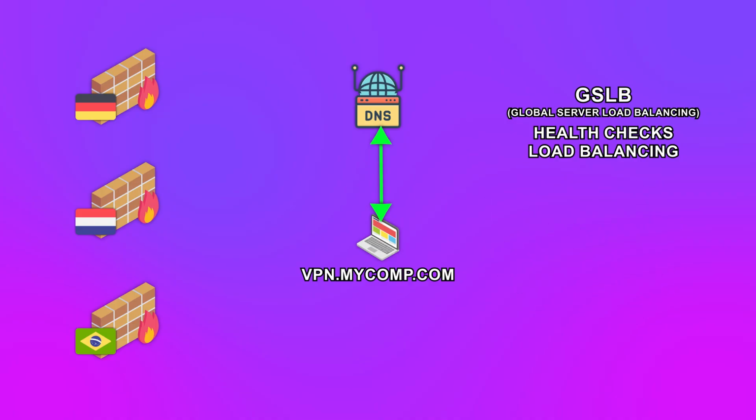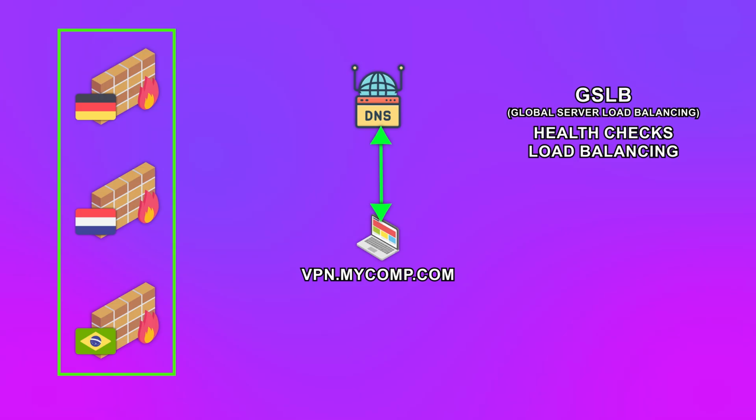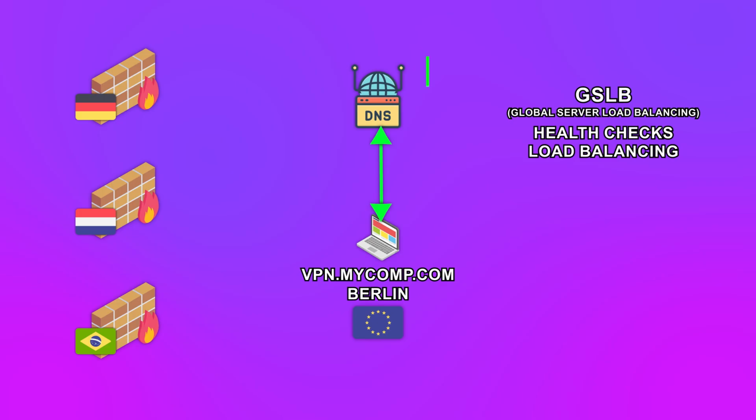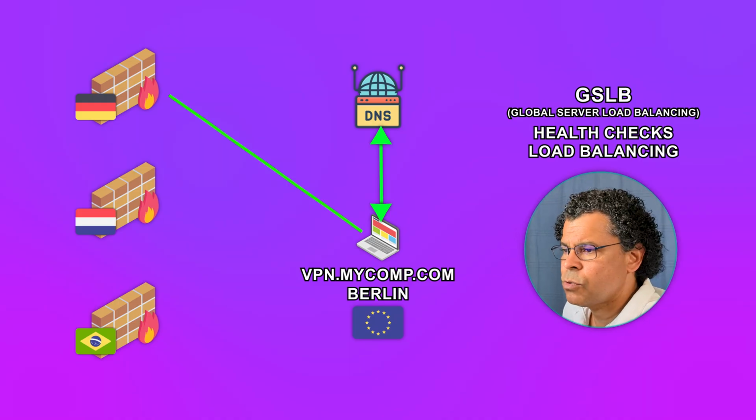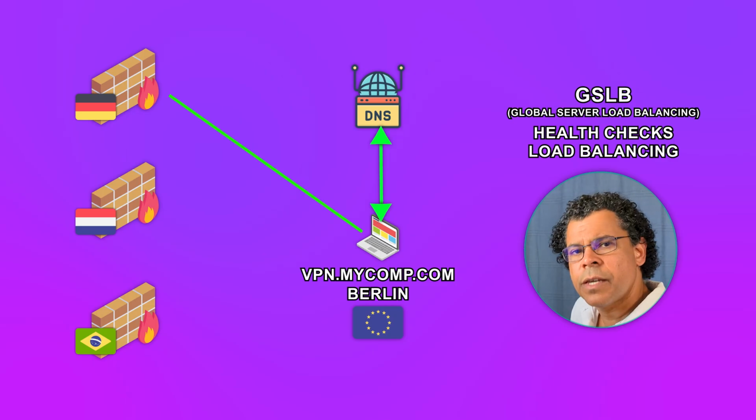For example, the DNS server would have a list of all the firewalls around the world, but if I'm connecting from, let's say, Berlin in Europe, the DNS server would give me the IP address of the firewall in Frankfurt, which is the closest one to Berlin. It could also be Amsterdam, but not the one from Rio, for example. So based on the source IP address, I would get the IP address of Frankfurt while resolving this name, vpn.mycomp.com. In this case, I would be connecting to Frankfurt and my connection to the portal would be established. I could authenticate myself and everything.